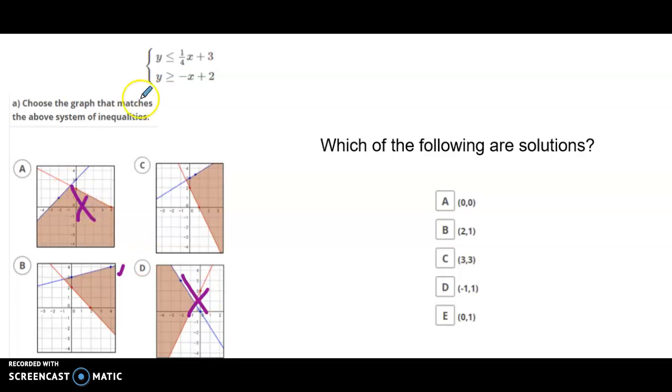Let's take a look at the second equation. Y is greater than or equal to -x plus 2. In C, we've got 2, but then it goes down 2 over 1. That's the slope of -2, not -1, so C is out. And we get our final answer of B. And then it wants to know which of the following are solutions. Let's just look for things that are inside this shaded region. 0, 0 is not. 2, 1 will be. 3, 3 is going to be in there.